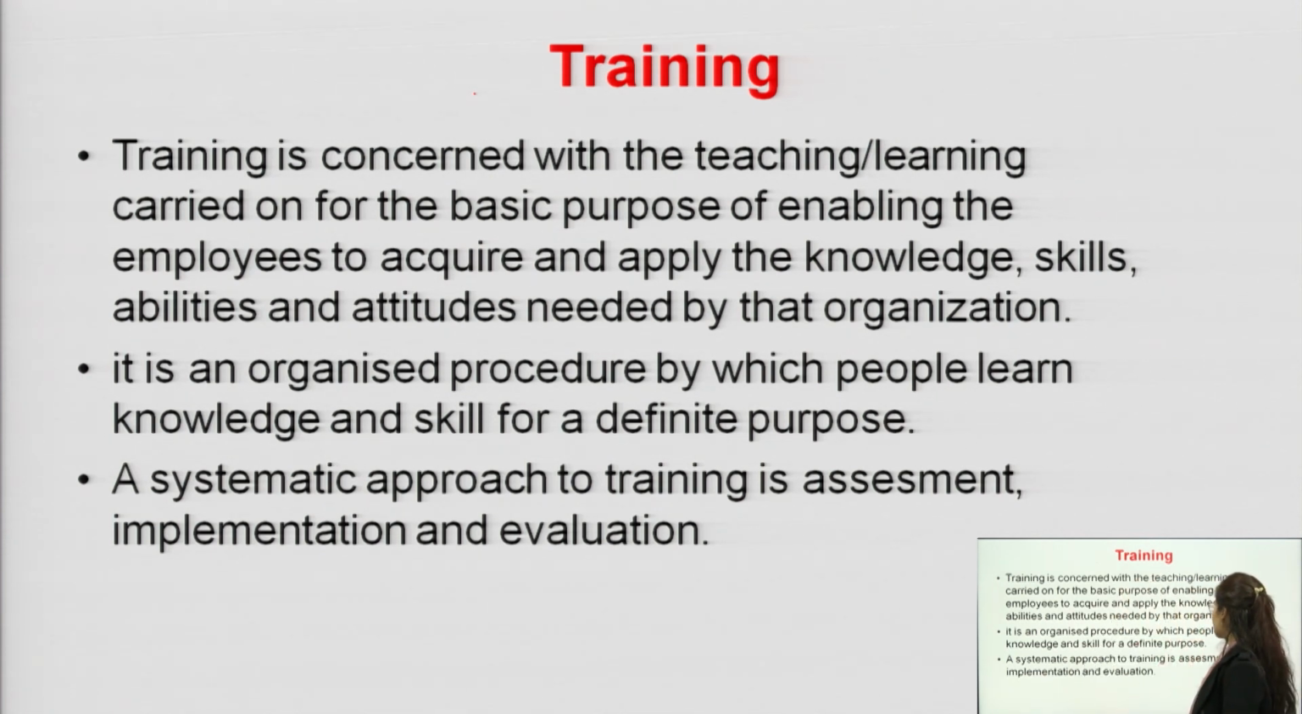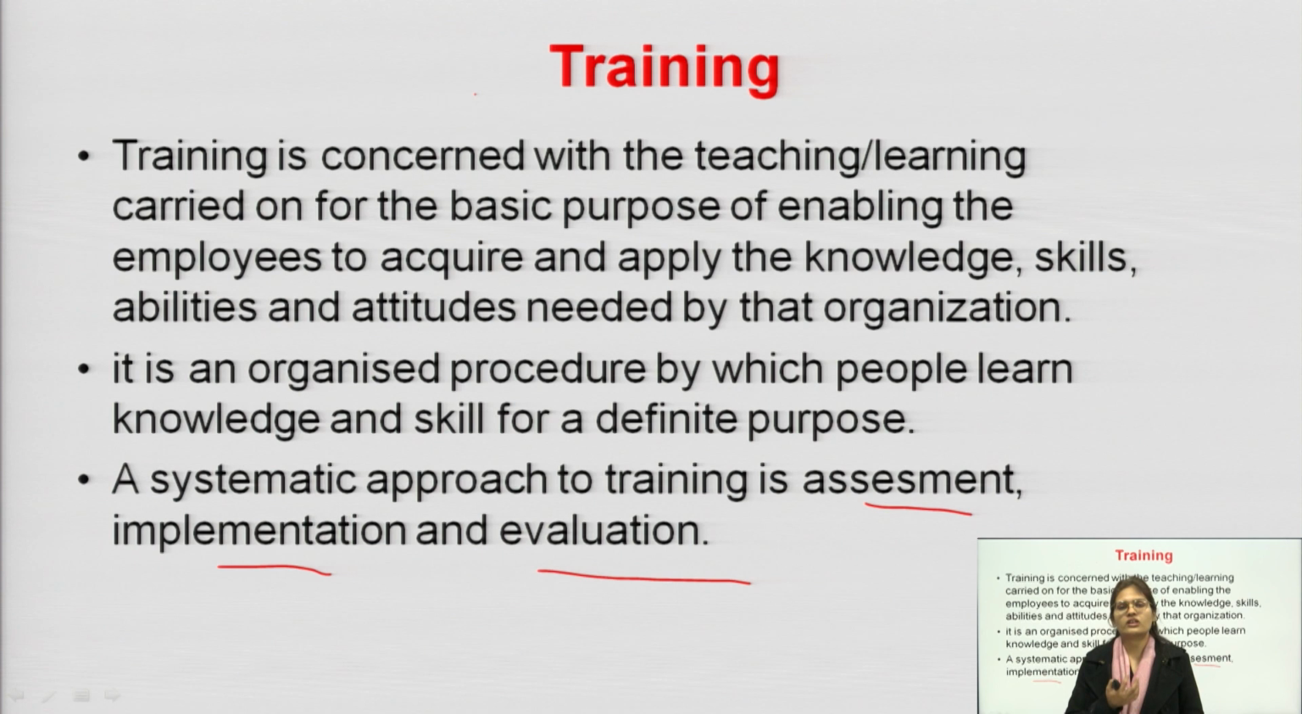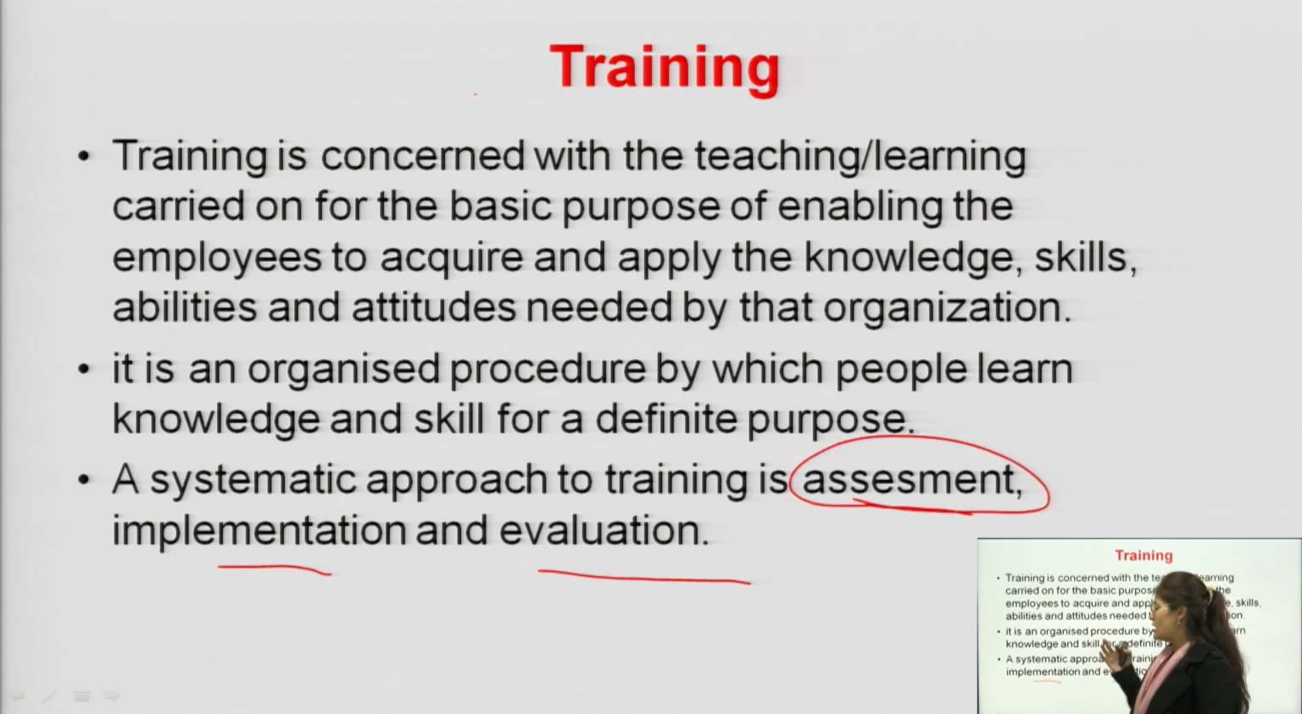A systematic approach to training is assessment, implementation, and evaluation. Yes, we call training a systematic process because it involves three steps: assessment, implementation, and evaluation. First of all, we assess the need, that is, where we require training, where the employee is lacking. After analyzing the lacking area, we decide which kind of training is suitable for that particular employee. Then we decide which technique is better to implement so that he can learn or enhance his skills in order to do a particular activity or job.